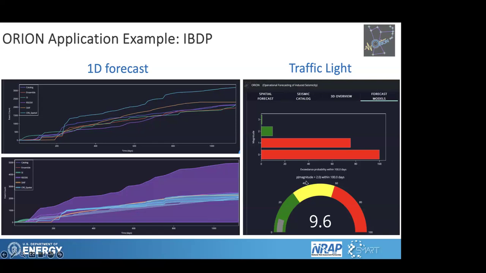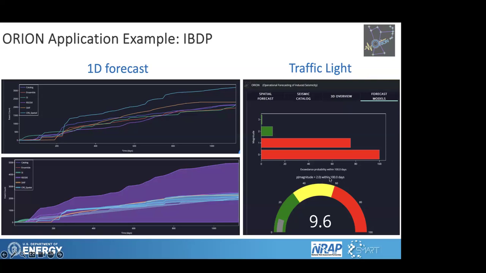So we have afforded a lot of latitude here for the end user to engage with the traffic light. And this is really due to trying to accommodate the different types of risk tolerances and different types of regulation that one might encounter in various areas. So, for example, what we're showing here is the probability that there will be an event larger than magnitude 2 within the next 100 days. And that's relatively low. It's a 9 or 10% probability.